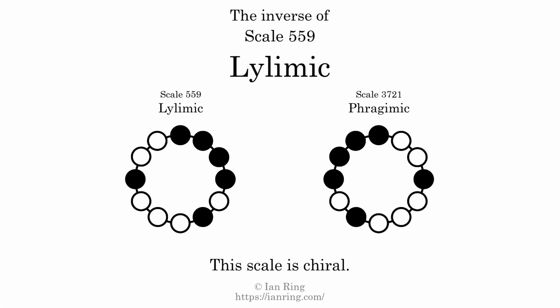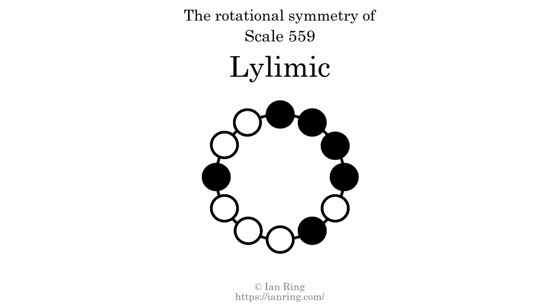The inverse of a scale is a mirror image. It is what you get when the sequence of intervals is reversed. The inverse of this scale is scale 3721, also known as Lylimic. This scale is chiral. It cannot transform into its inverse by rotational transformation. This scale has no rotational symmetry.